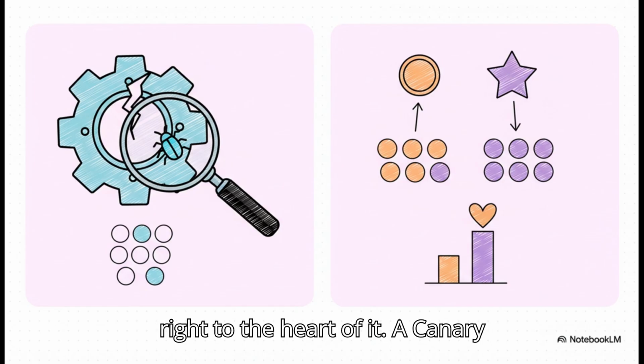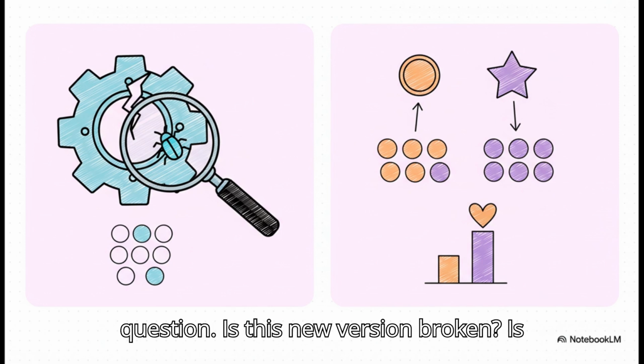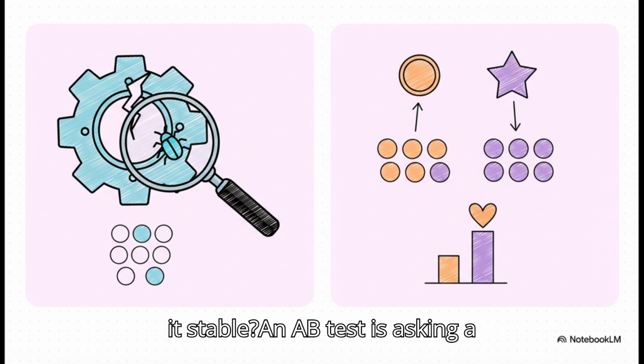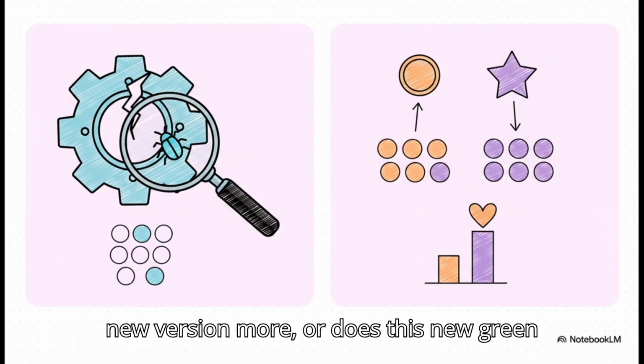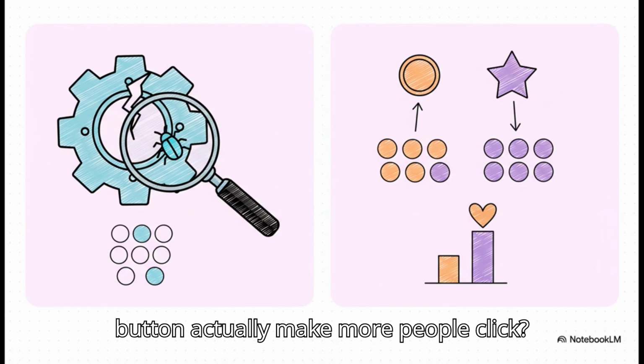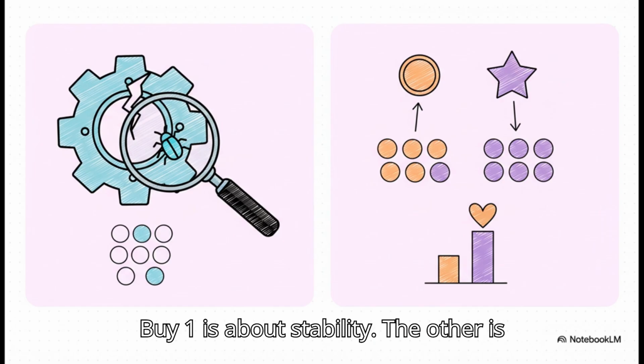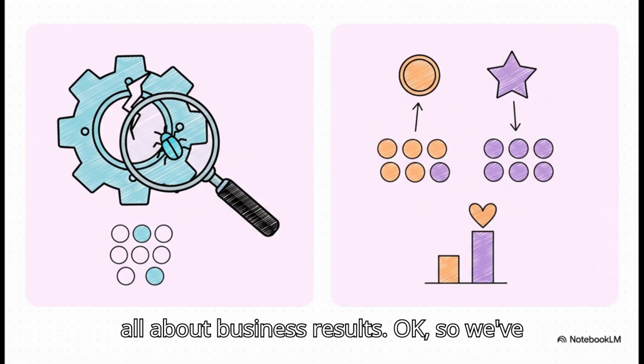This slide really just hits the nail on the head. It cuts right to the heart of it. A canary deployment is asking a technical question. Is this new version broken? Is it stable? An A/B test is asking a business question. Do our users like this new version more? Or does this new green button actually make more people click buy? One is about stability, the other is all about business results.